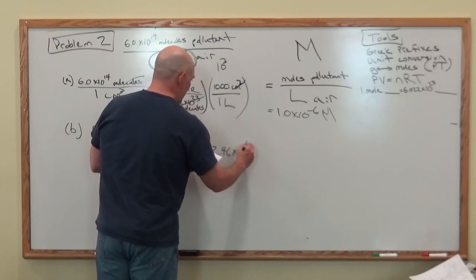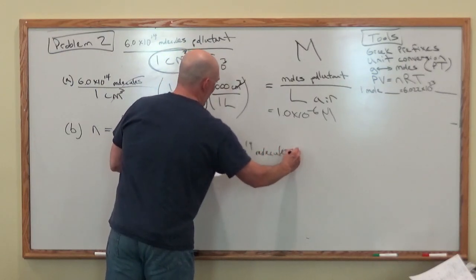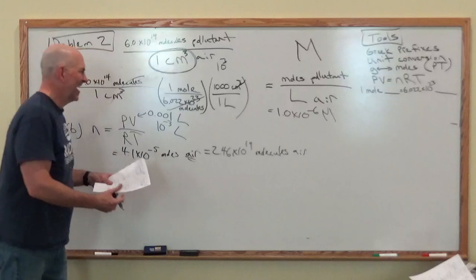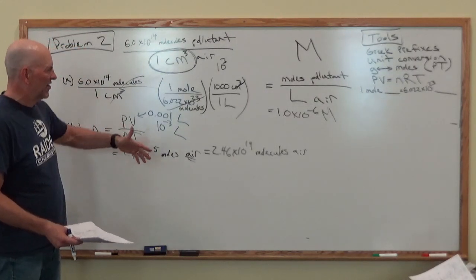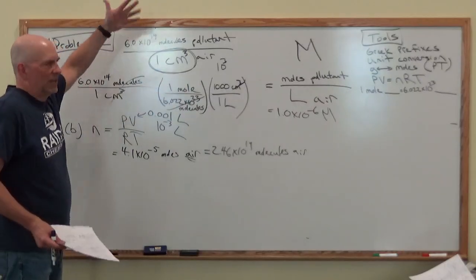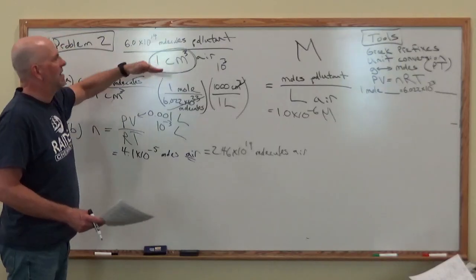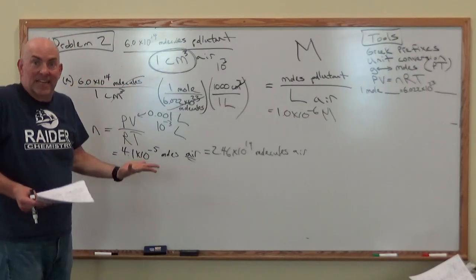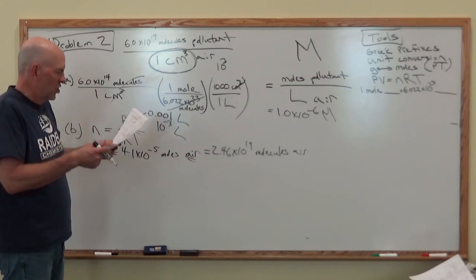times 10 to the 19th molecules of air. Now, this was the part that it's not that hard, but it took me a while to get my head around this. So that's the number of molecules of air. In my chemist brain, I just want to do molecules of pollutant divided by molecules of air, because that makes sense to me. That's just like a good concentration. But that would not give us a number that is easily interpreted.